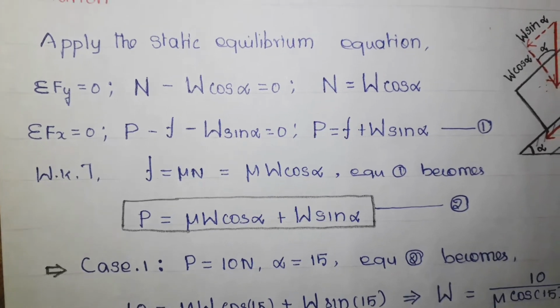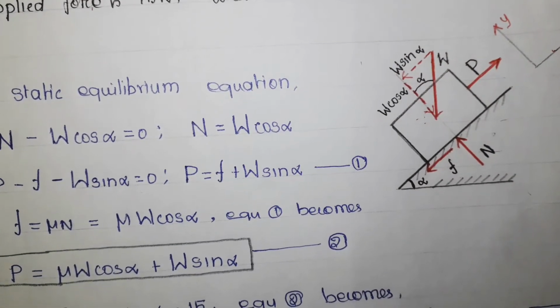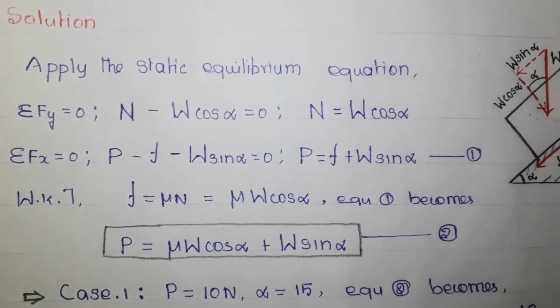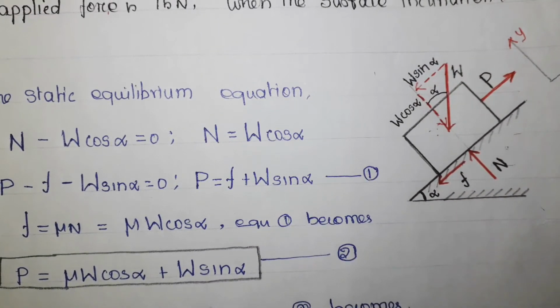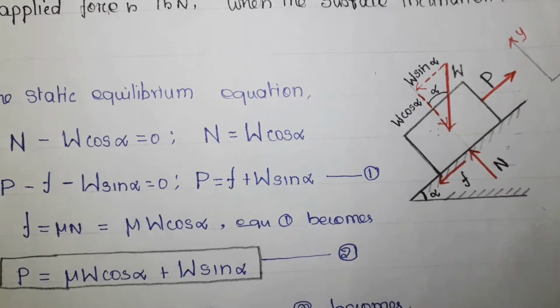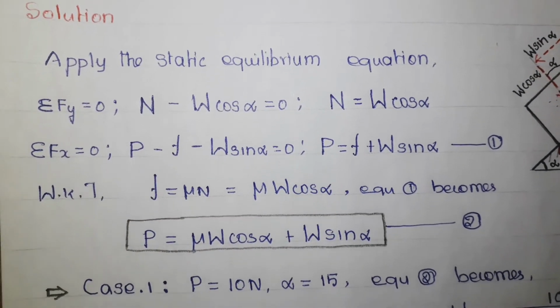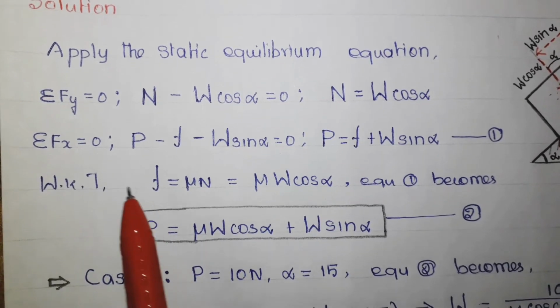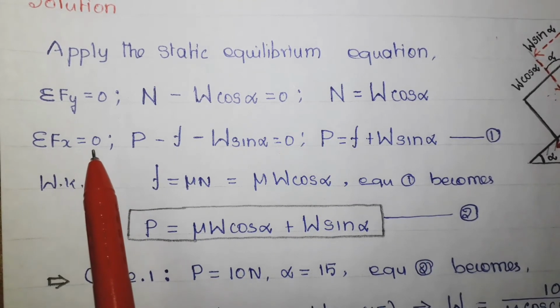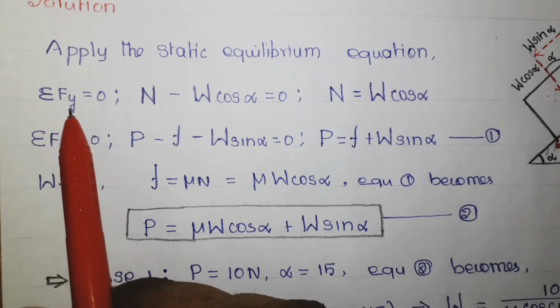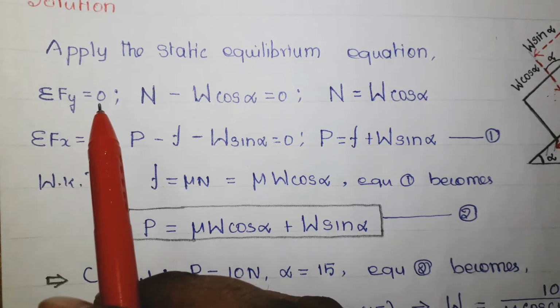Since this is a static condition, I am going to use the static equilibrium equation. Moreover, the given object is considered as a particle since there are no dimensions. So I am going to use the equilibrium equations of a particle only. There are two equilibrium equations. This is the first equation, summation of all horizontal forces equal to 0, and this is the second equilibrium equation where the summation of all vertical forces is equal to 0.